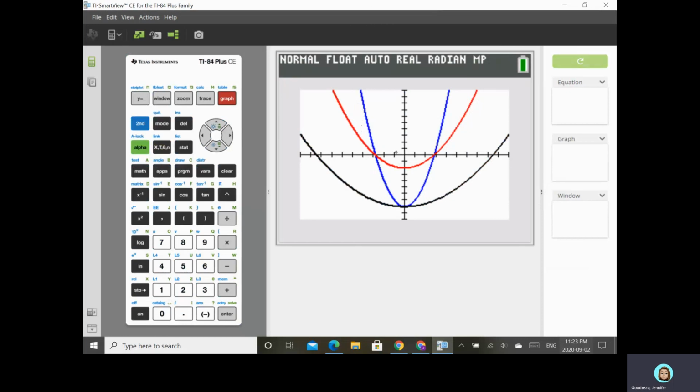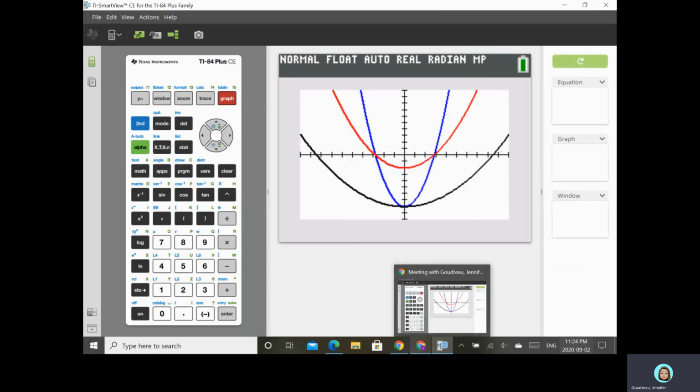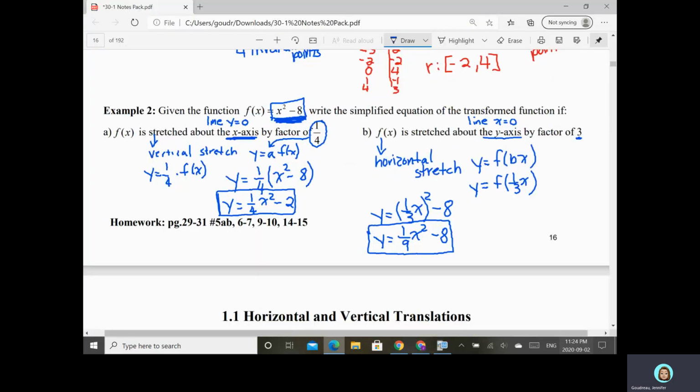Invariant points on the x-axis are the x-intercepts. Whereas the black graph is the horizontal stretch by a factor of 3. Sure enough, it has been pulled right out by a factor of 3, where this used to be here at approximately 3, it's now almost out here at 9. And the invariant point is the y-intercept. So we can see that the equations we've written are correct because they show the transformations that are described.